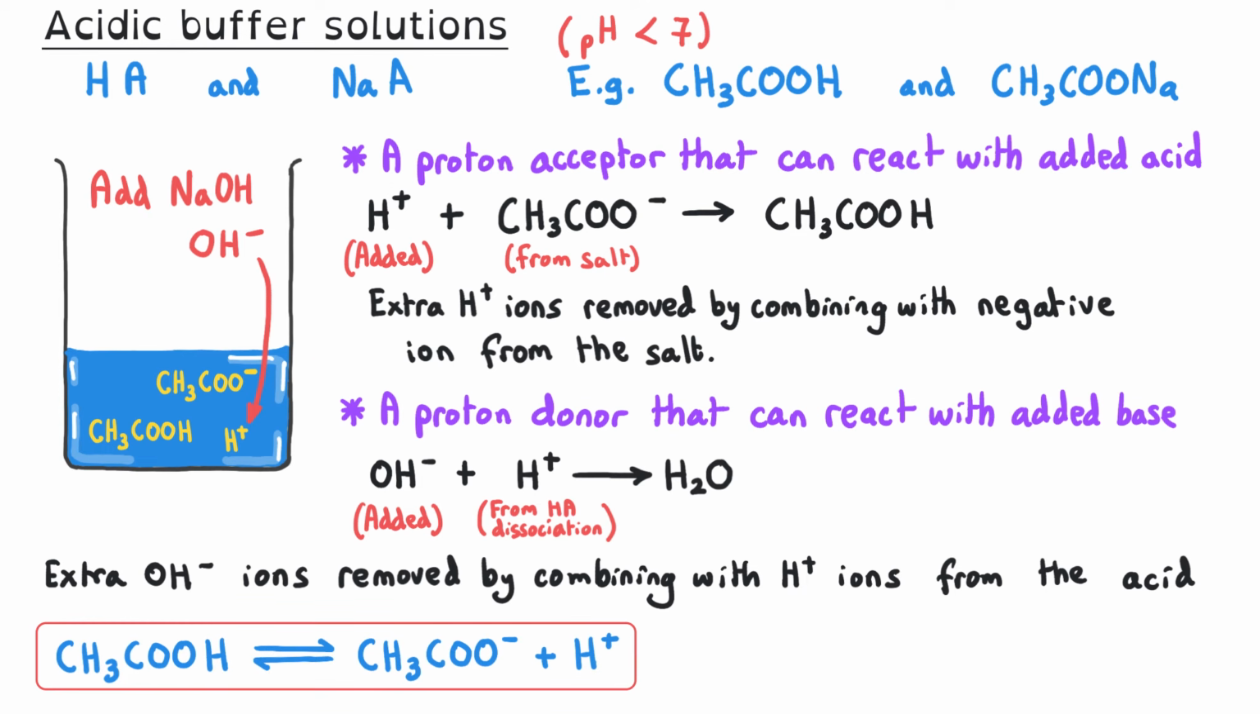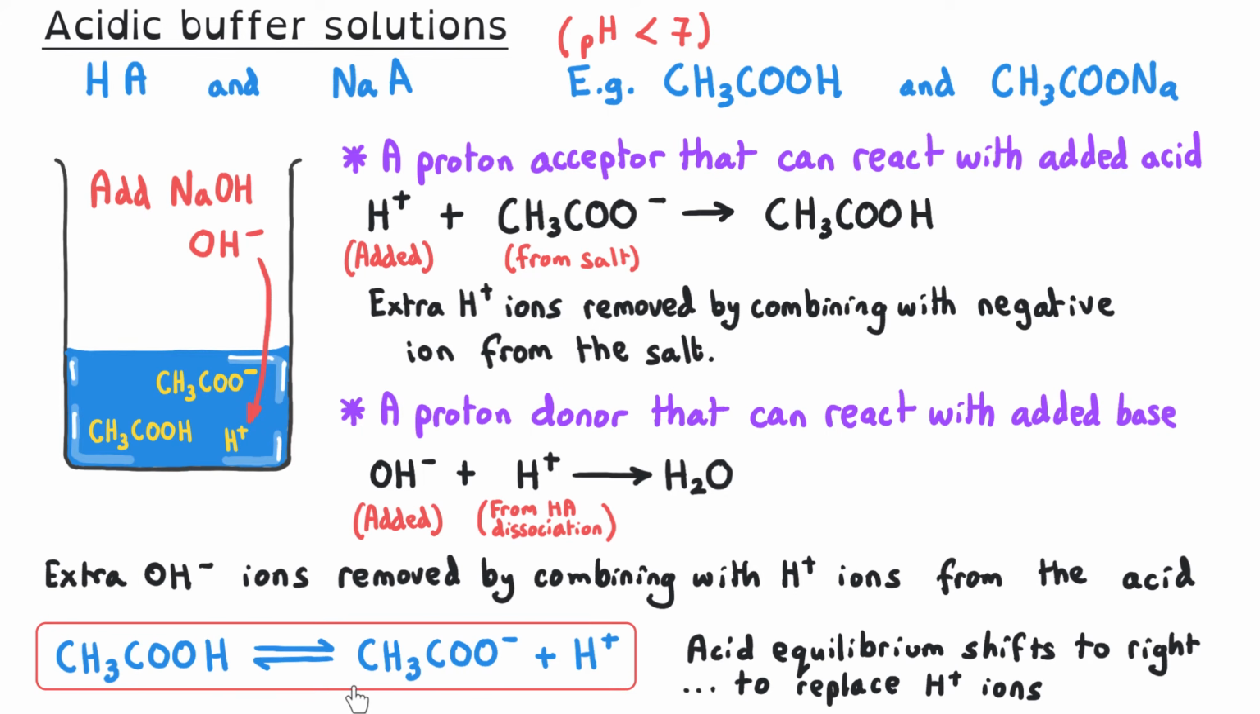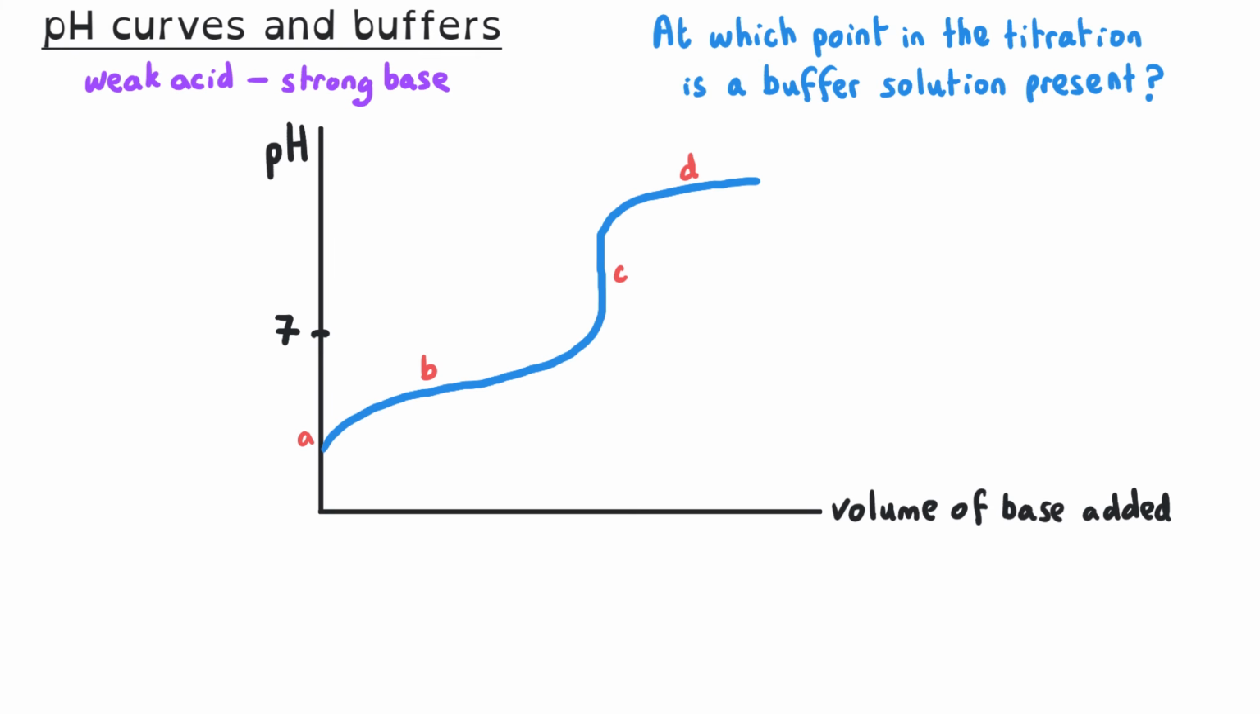And then remember that ethanoic acid is a weak acid, so it will have a dissociation equilibrium, and that equilibrium position will lie to the left-hand side. And since the hydrogen ions are used up, the acid equilibrium shifts to the right, i.e. more ethanoic acid will dissociate in order to replace the hydrogen ions and therefore to maintain the proportion of those ions. pH curves can be brought into questions about buffer solutions in two particular ways.